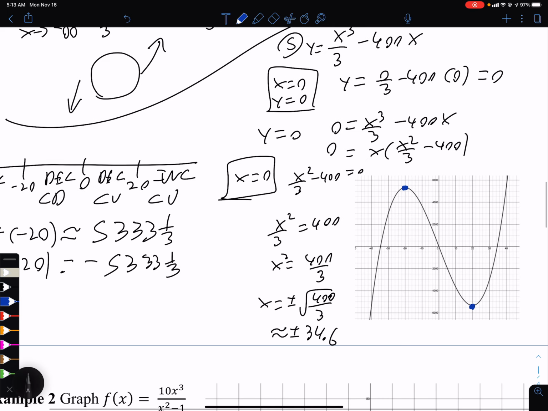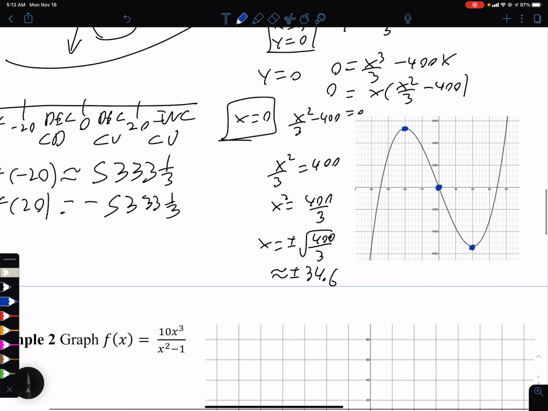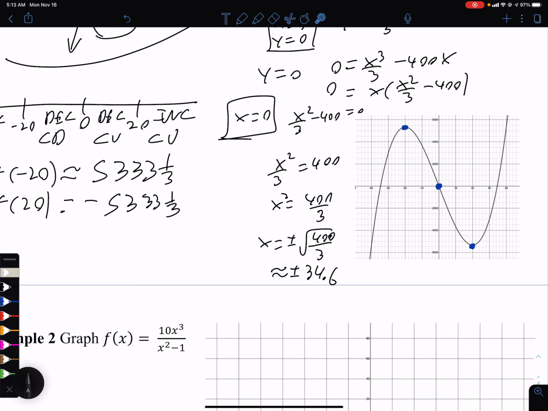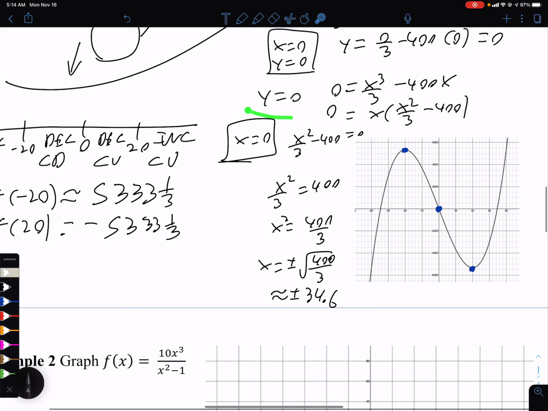Now, doing more points that we know, we found when x is 0, y is 0. So we know it goes through 0, 0. So that's another point. And we found the x-intercepts. So we set y equal to 0. And we found x to be plus or minus 34.6. So if we put dots at those 2 points in the graph, we have that.